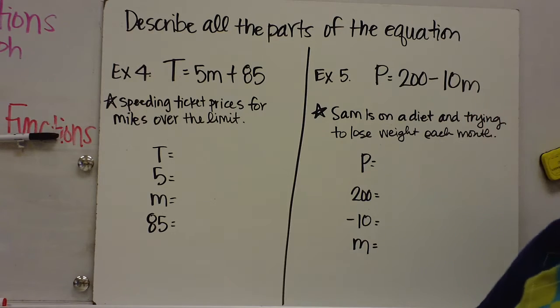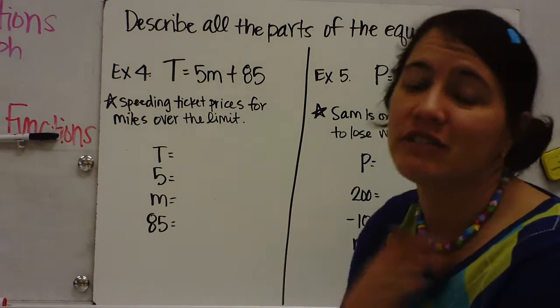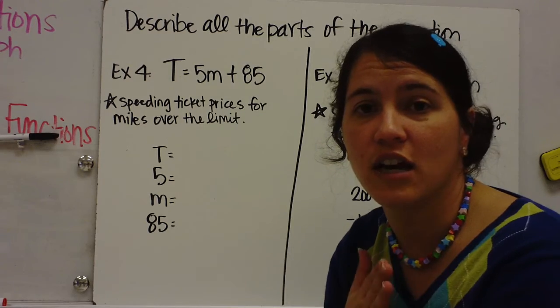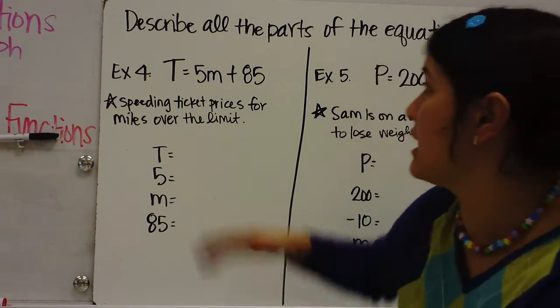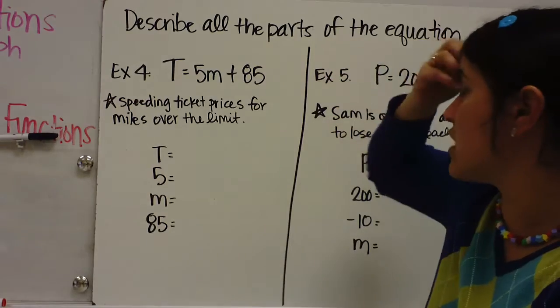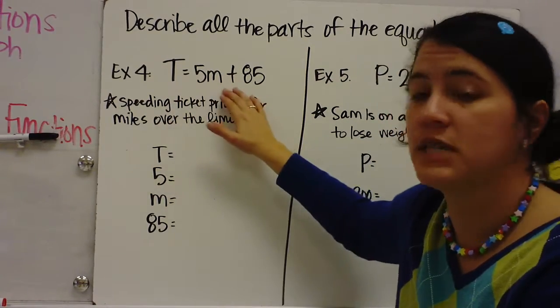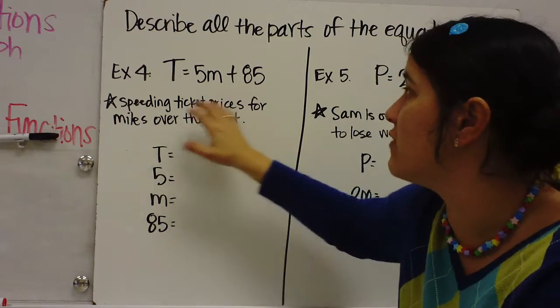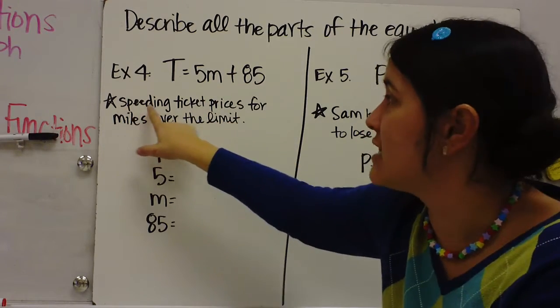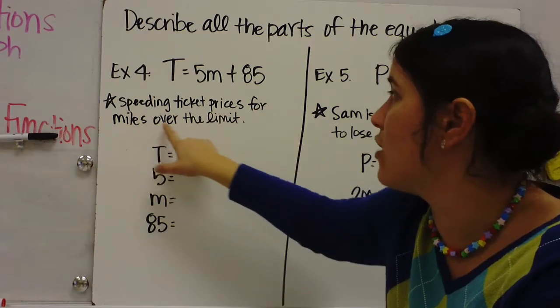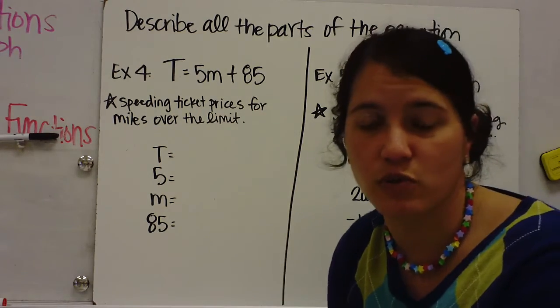Alright, so copy this down. So this one we have to describe what the variables and the values mean. So describe all the parts of the equation. Here's the equation. T equals 5M plus 85. And here's the note. It's speeding ticket prices for miles over the limit. So that's the situation we're talking about.